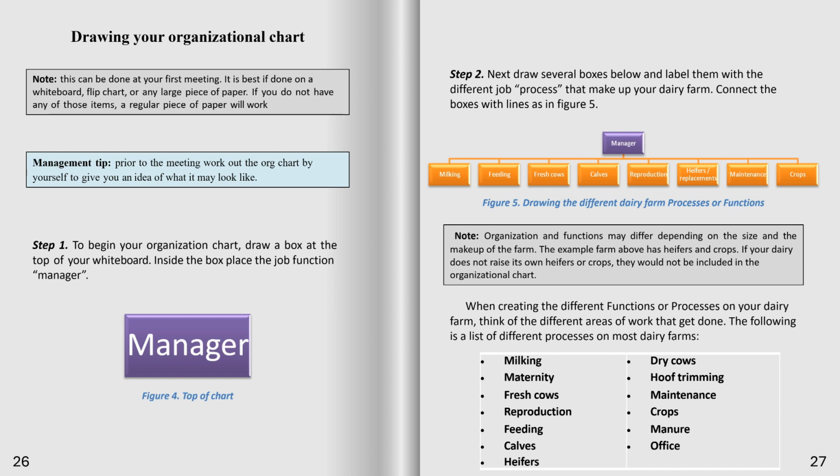Note: organization and functions may differ depending on the size and the makeup of the farm. The example farm above has heifers and crops. If your dairy does not raise its own heifers or crops, they would not be included in the organizational chart.